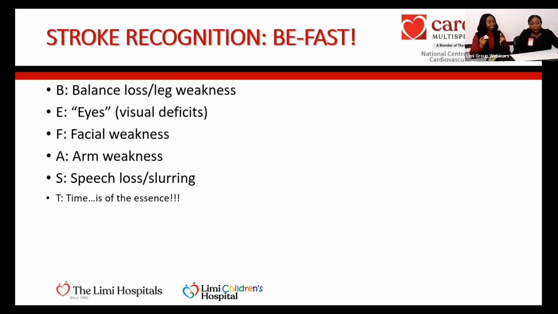And this mnemonic, BE FAST, I'm sure we have all heard of it before, is a very important mnemonic that we can use to recognize stroke. It is supposed to be used both in the community and even in the hospital. So the B is for balance. Is there balance loss or leg weakness? The E is for eyes. Are there any visual deficits? Then is there any facial weakness or arm weakness? Is there any speech loss or slurring? And then the T is for time, meaning that whenever you see any one of these signs, time is of the essence. You have to do something quickly because the outcome of that patient will depend on what you do.